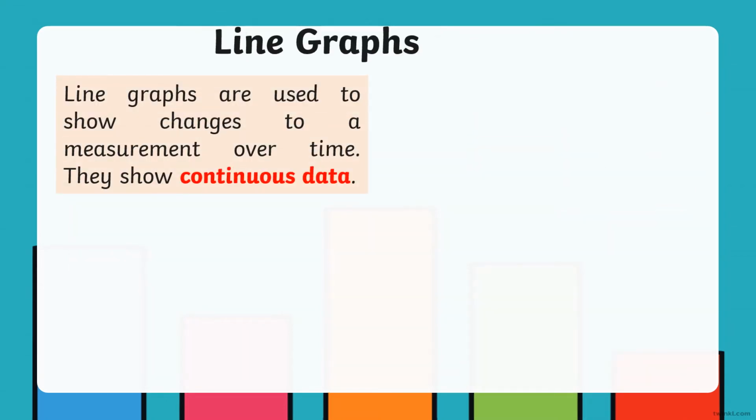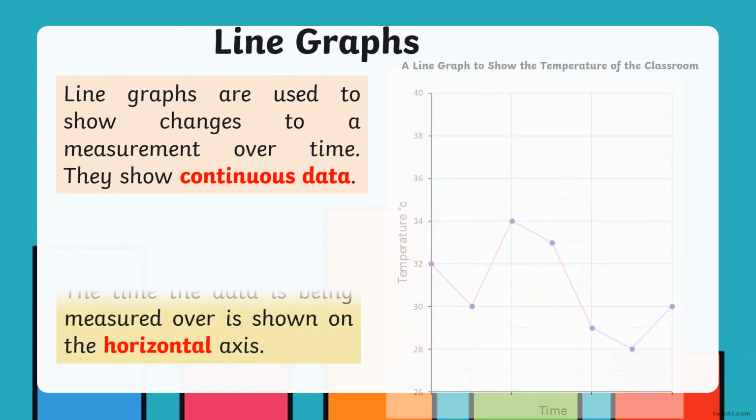So let's move on to line graphs. In here, we are going to learn when to use line graphs at their best. Line graphs are used to show changes to a measurement over time. They show continuous data. And going back to our previous lesson, we all know that continuous data are the data being measured. For example, temperature, weight, height, time. Those are a few examples of continuous data.